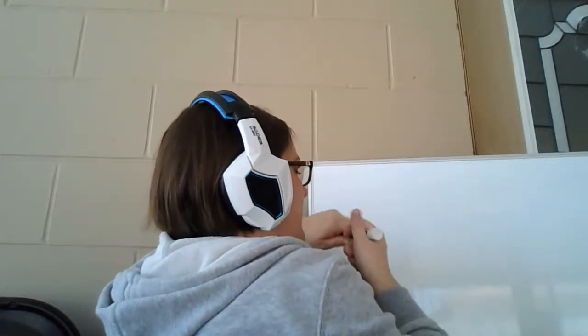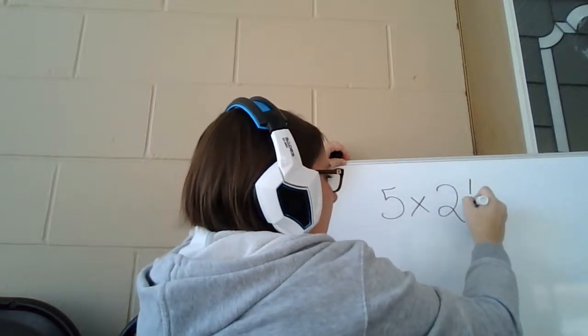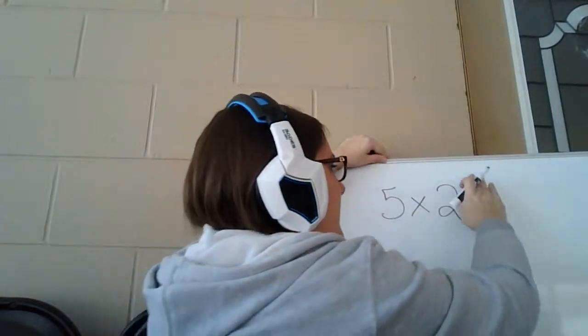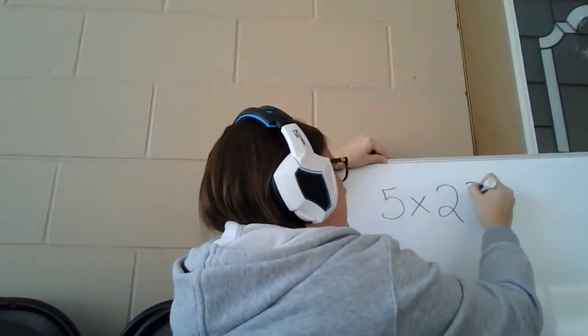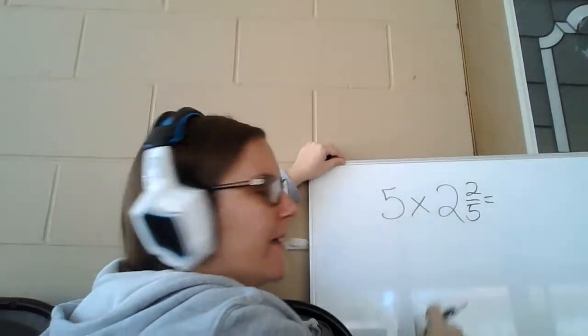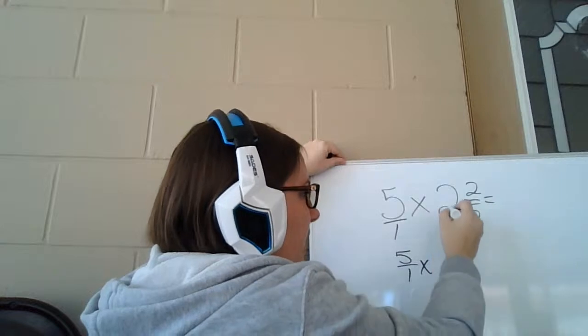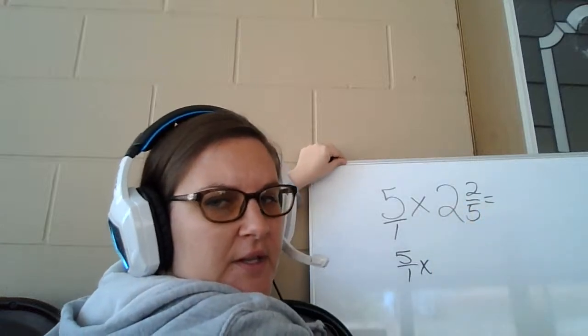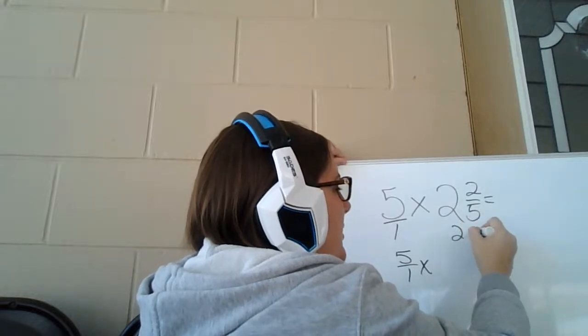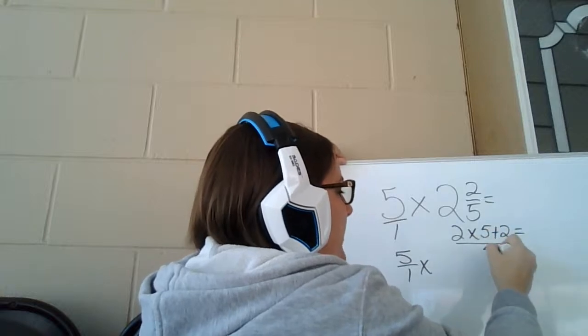This has 2 parts. 5 times 2 and 2/5. Sorry, I'm getting old. I can't see anymore. 2 and 2/5. Okay, so the first thing we have to do when you have these is put a 1 under here. So we're going to do 5 over 1 times, and we have to change this. So we have to do 2 times our denominator plus our numerator over our denominator.